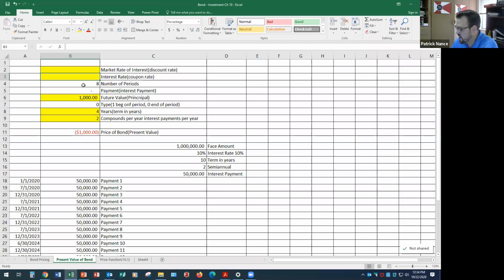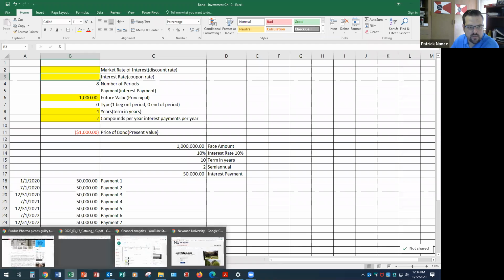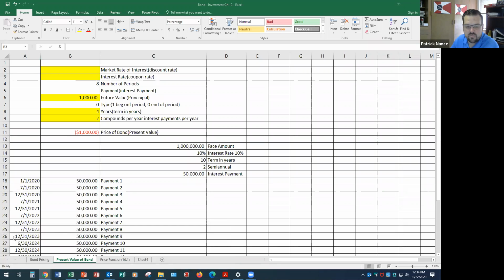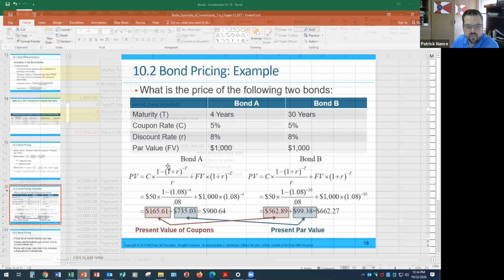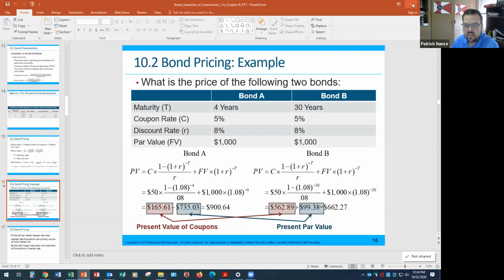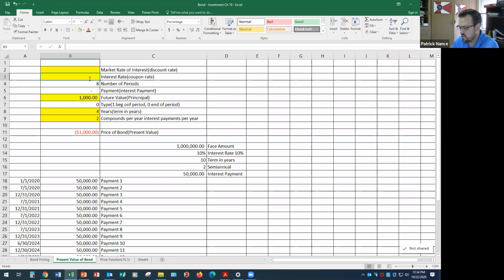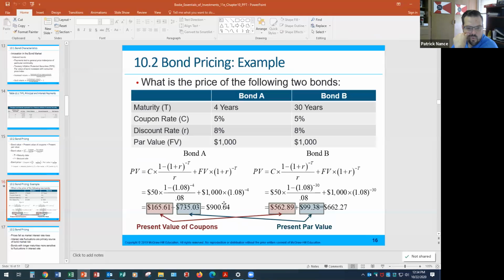And the interest rate on the bond, the coupon rate, is 5%, and the discount rate is 8%. So the present value is $899.01. There's rounding issues here, but mine actually is more exact than that. But that is the present value of that.